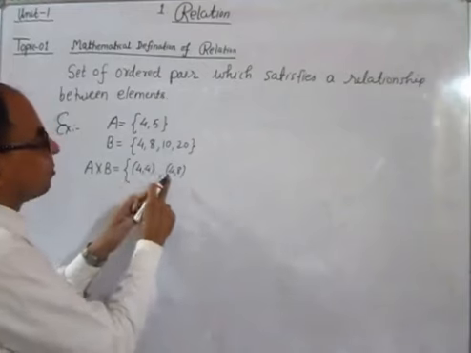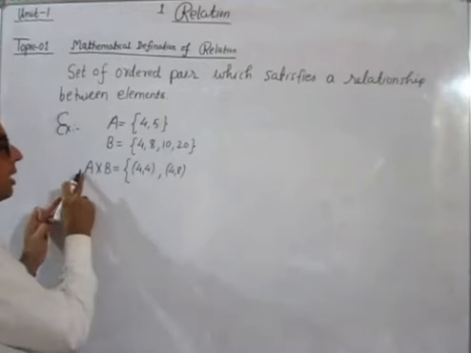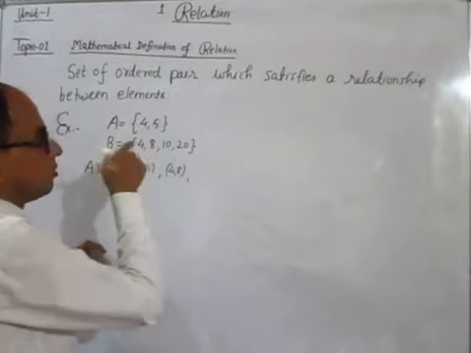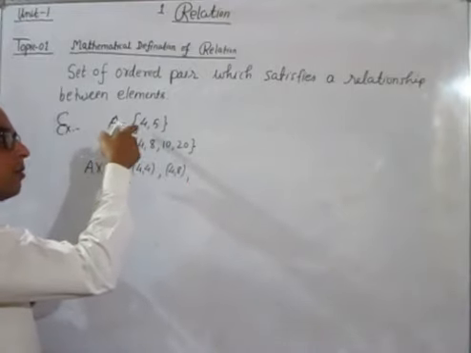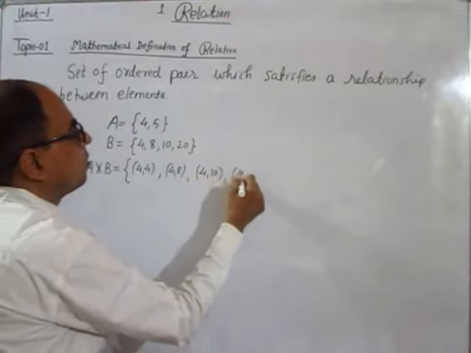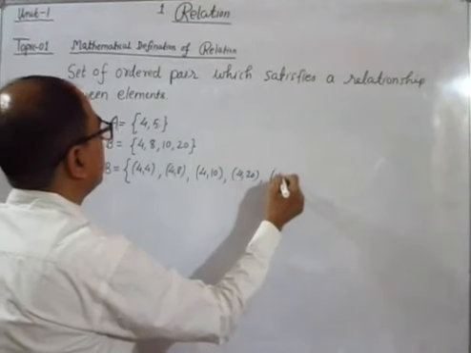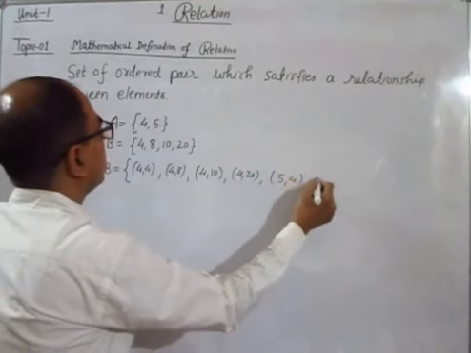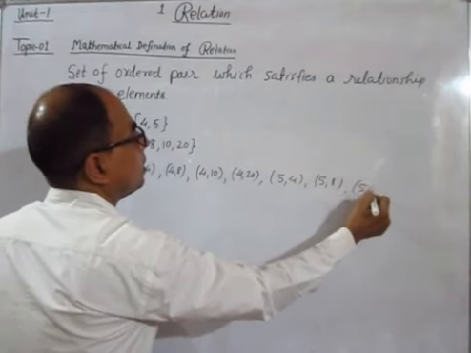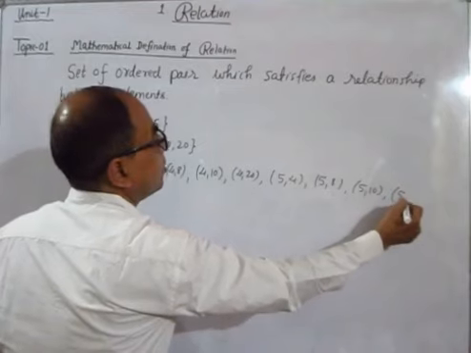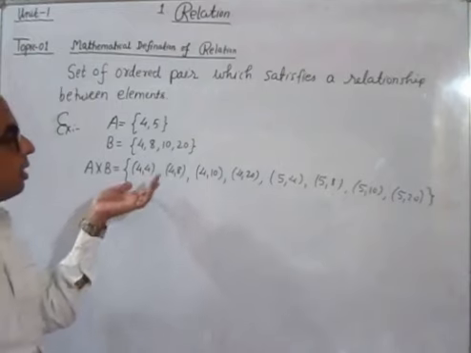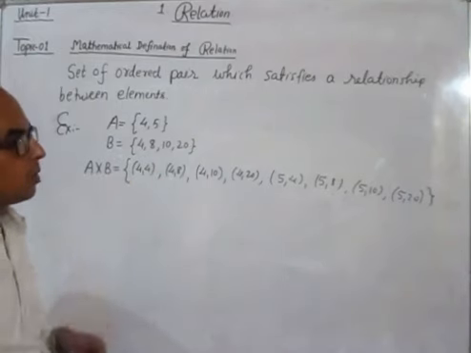See, in the ordered pair, the first element should belong to set A and the second element should belong to set B. So first we are making the ordered pairs with element 4: 4, 10, 4, 20. Now make with 5: 5, 4, 5, 8, then 5, 10, 5, 20. So this set of ordered pairs is called the Cartesian product.